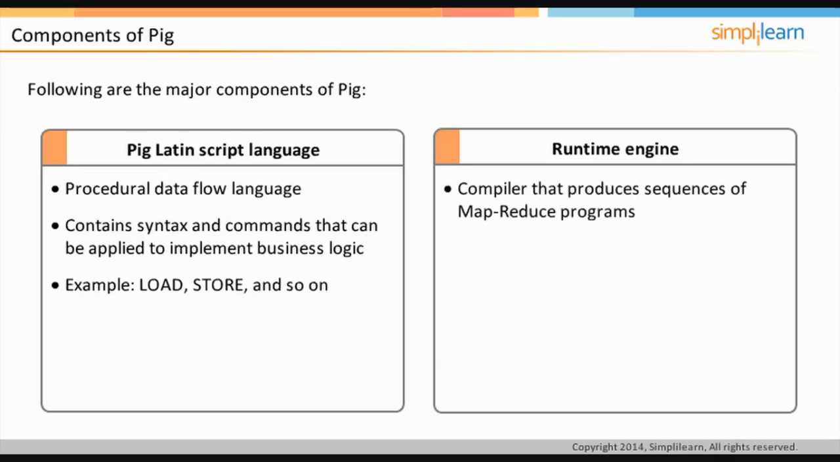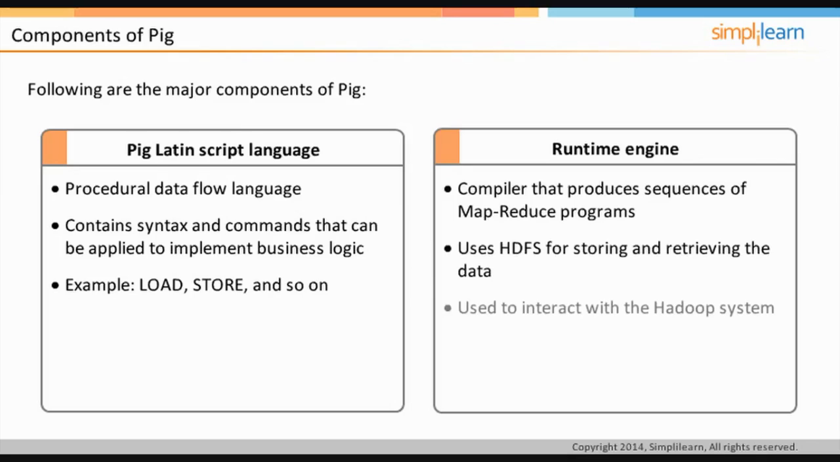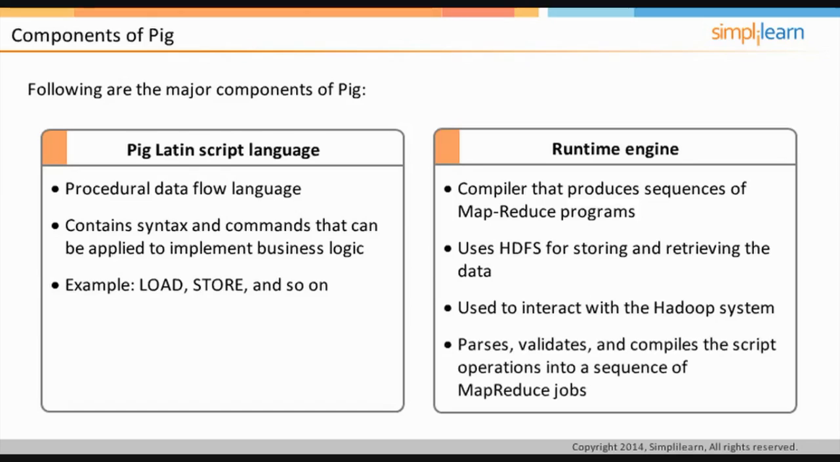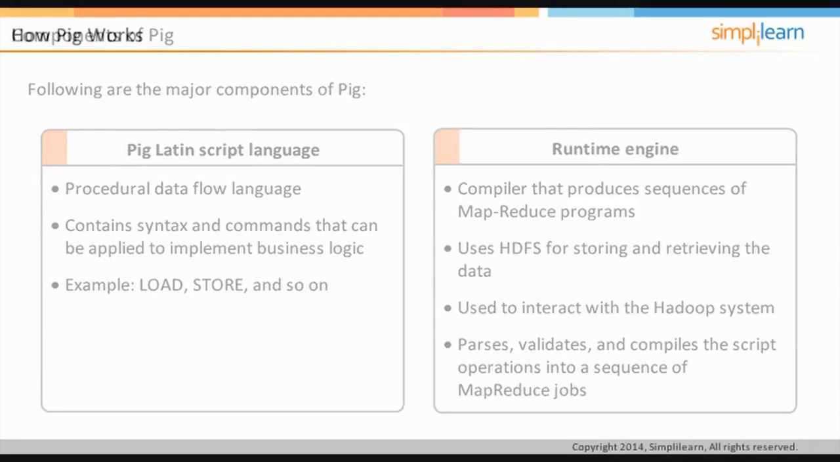The runtime engine is a compiler that produces sequences of MapReduce programs. It uses HDFS for storing and retrieving data. It is also used to interact with the Hadoop system, that is HDFS and MapReduce. It parses, validates, and compiles the script operations into a sequence of MapReduce jobs. In the next screen, we will understand how Pig works.